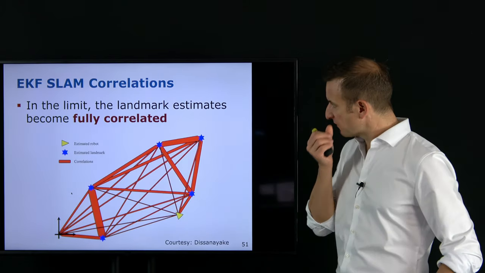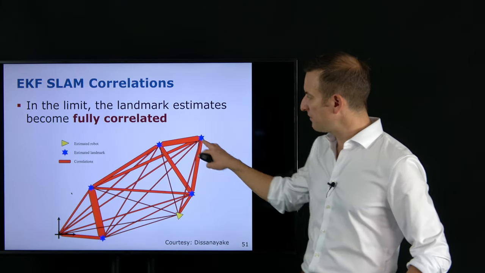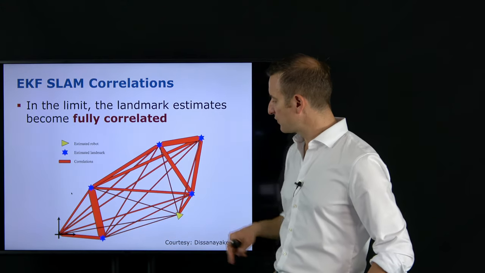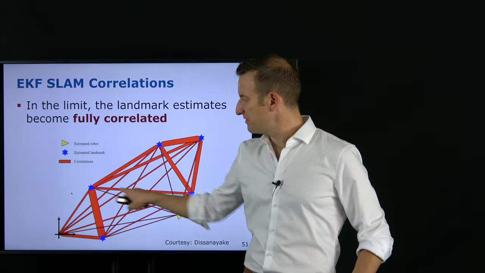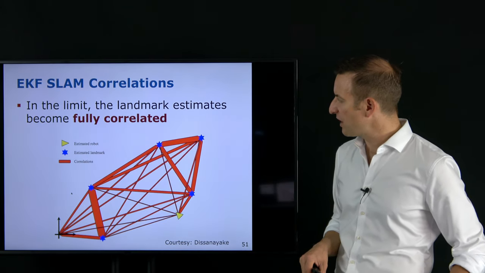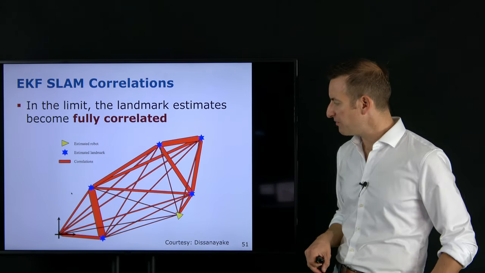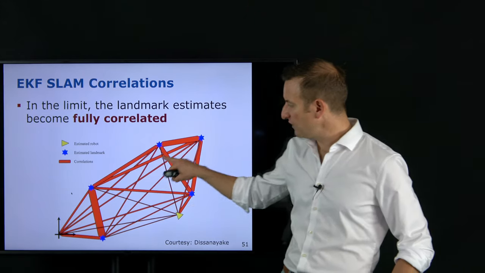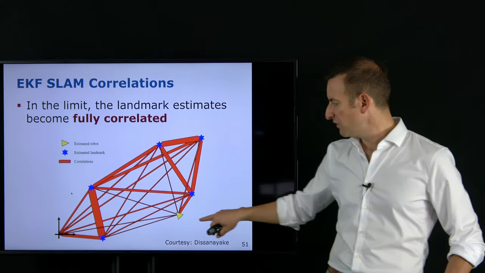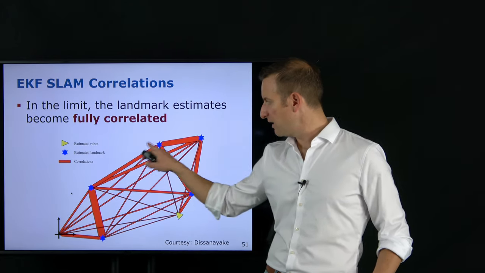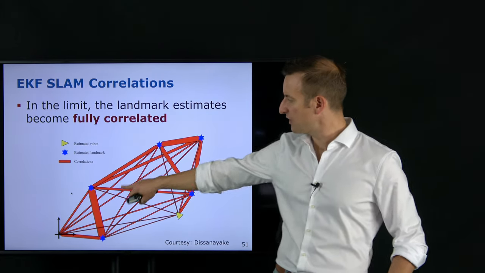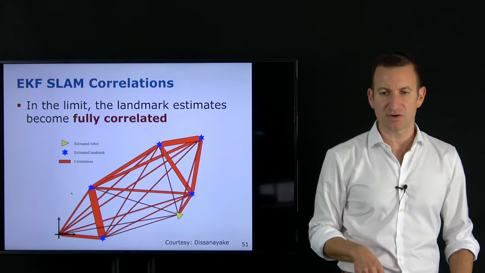If you also run your filter over extended periods of time and you draw a graph between the landmark locations and the robot's pose, and the size of the edges in this graph represent the correlations that you have between the involved variables, you can see that you actually get a fully connected graph. Some of those edges are smaller, like this one over here between the robot's pose and the individual landmarks, but there's a larger estimate, a larger connection between those landmarks.